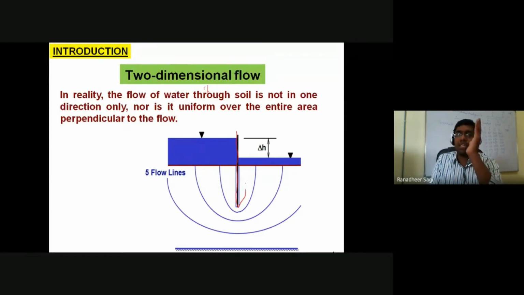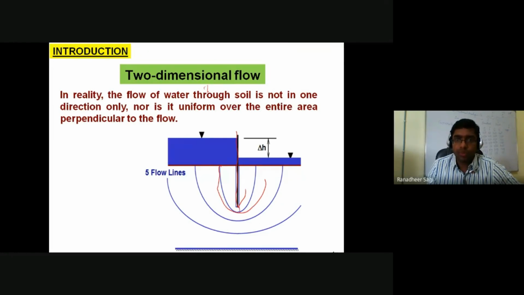What is this sheet pile trying to do? It is trying to prevent the flow from upstream to downstream. As this sheet pile is considered to be impermeable, flow is not directly happening across the cross section of the sheet pile. So how is the flow happening? The water is trying to move from upstream to downstream from the bottom of the sheet pile only.